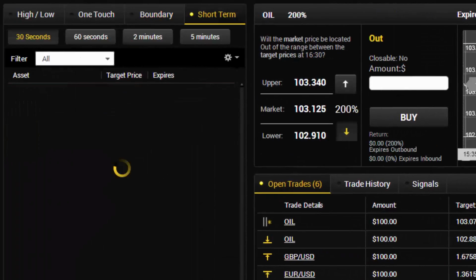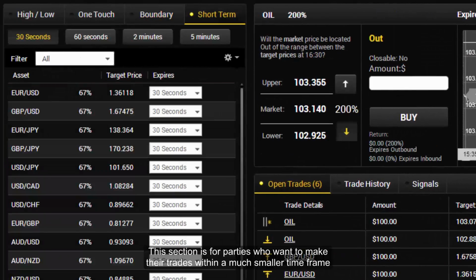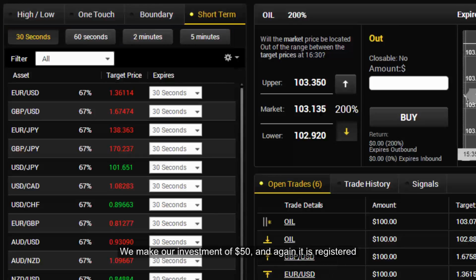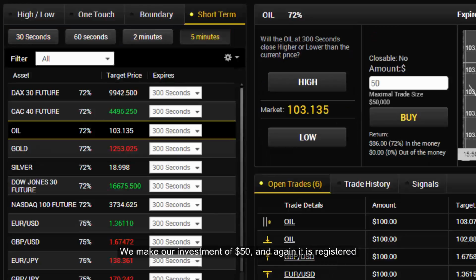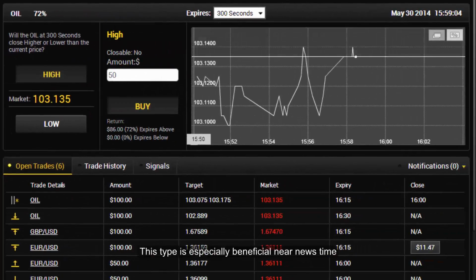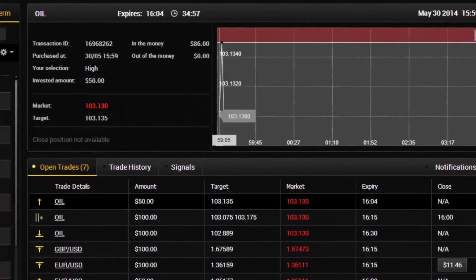Short term. This section is for parties who want to make their trades within a much smaller time frame. Time frames available here are 30 seconds, 60 seconds, 2 minutes and 5 minutes. We make our investment of $50, and again it is registered. This type is especially beneficial near news time.